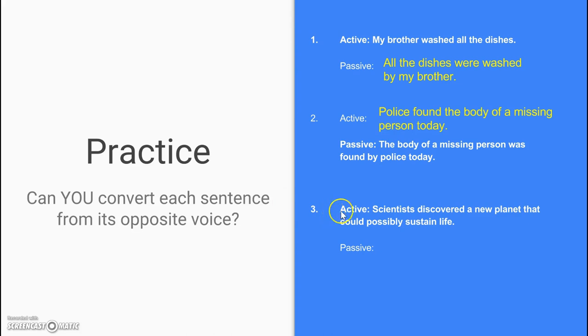Number 3, "Scientists discovered a new planet that could possibly sustain life." What did the scientists do? They discovered. Let's move the scientists back to the end and make it passive. "A new planet that could possibly sustain life was discovered by scientists."